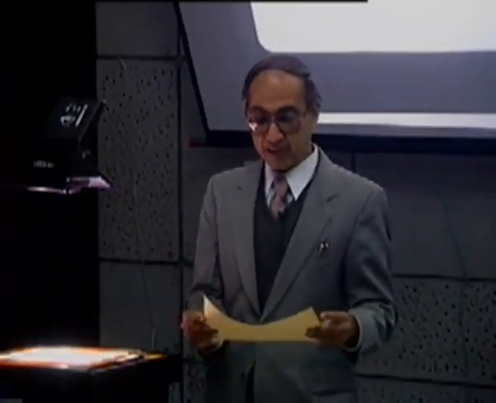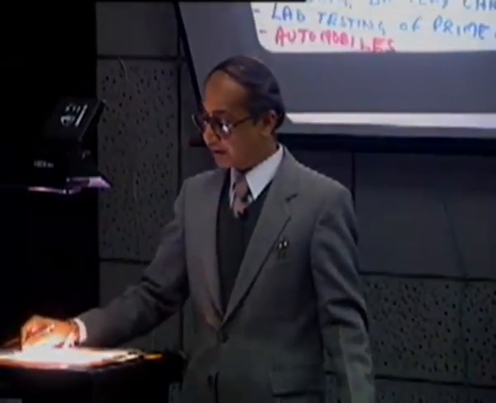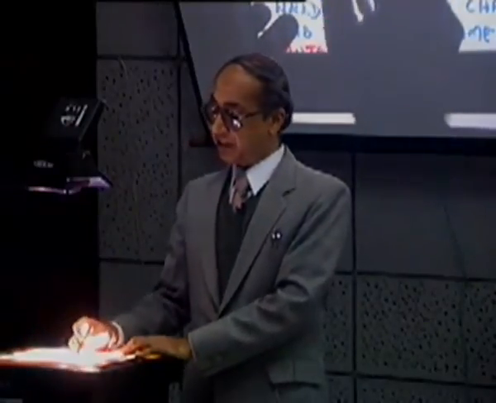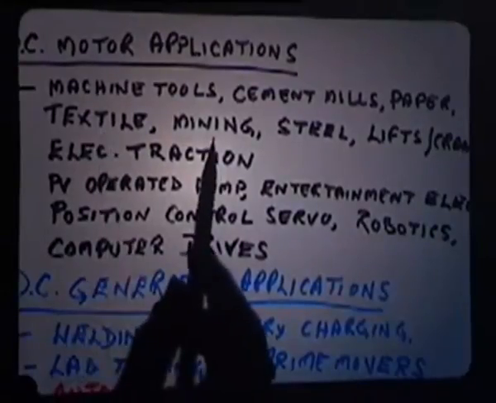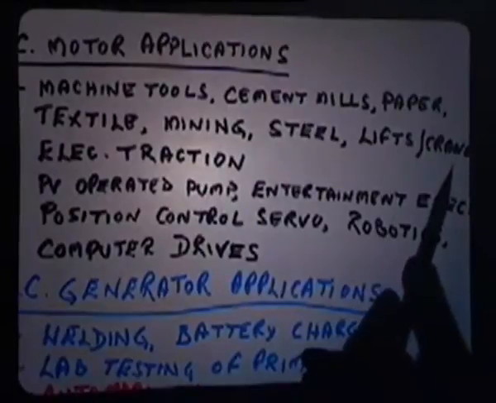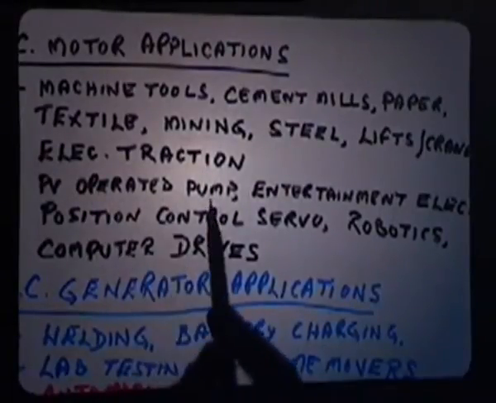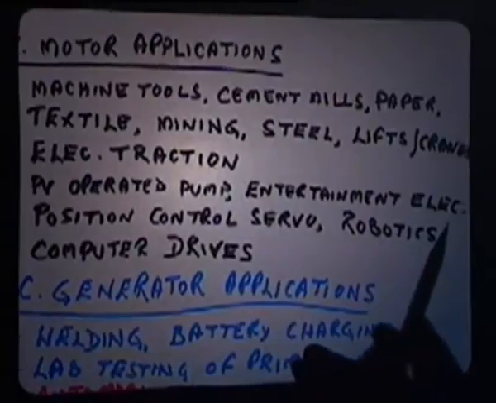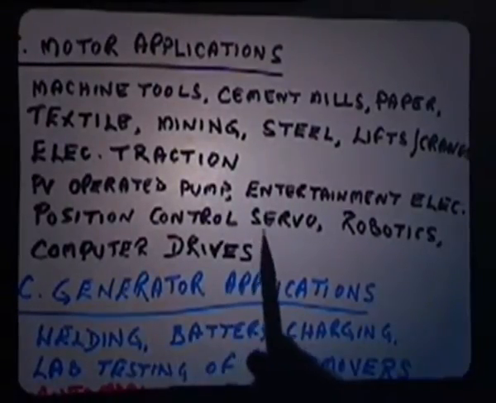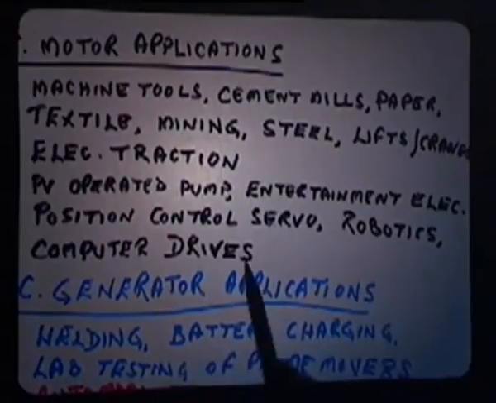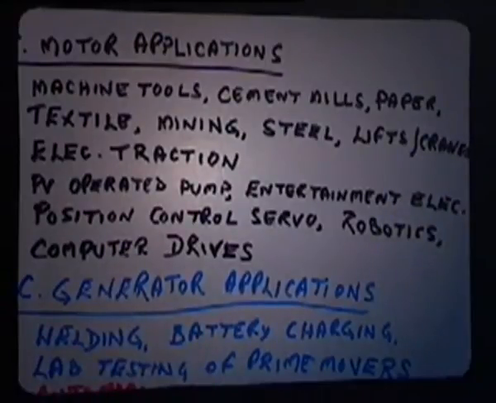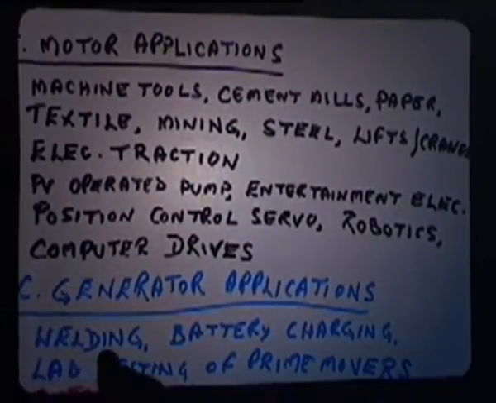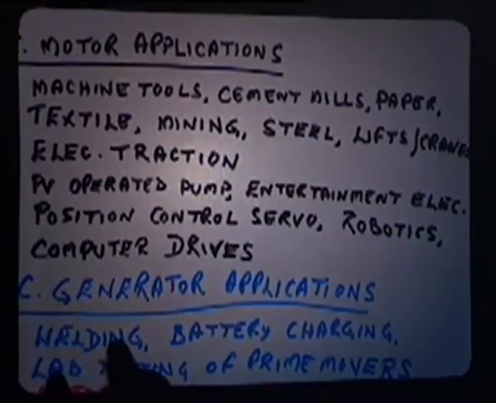The total DC motor ranges can be summed up as shown here. Machine tools, cement mills, paper mills, textile mills, mining, steel, lifts, cranes, electric traction, PV operated pumps, entertainment electronics, position control systems, servo control systems, robotics, computer drives. So these are wide varieties in which DC motors are still being used in industries as well as in defense, space and allied applications.